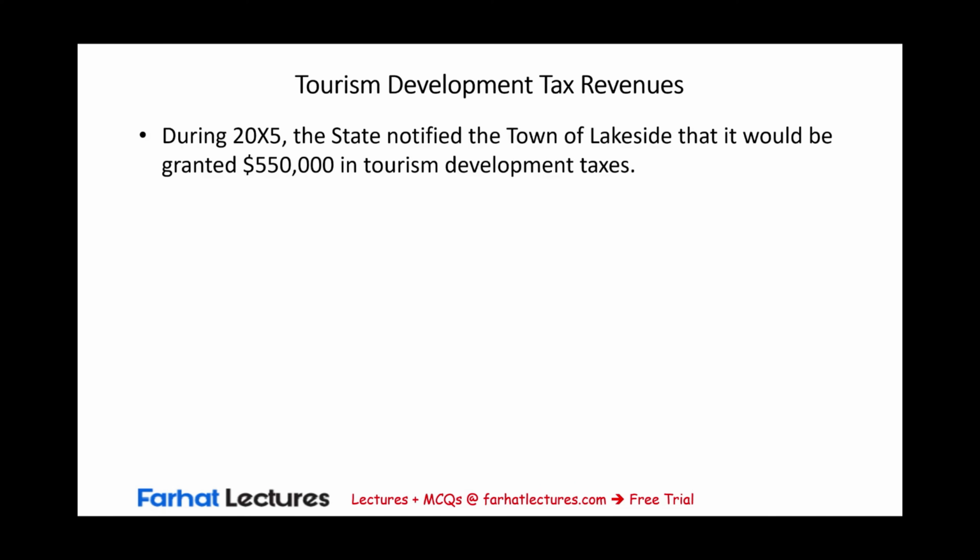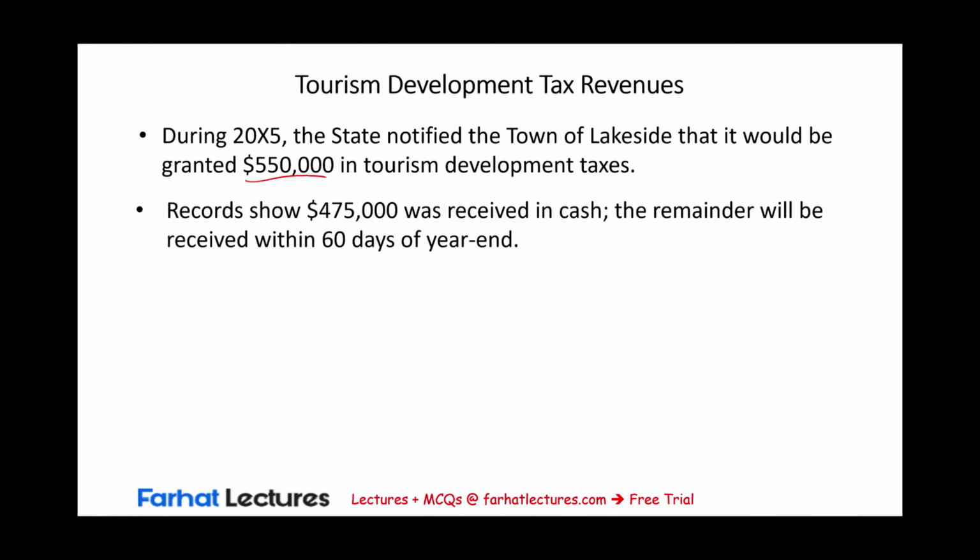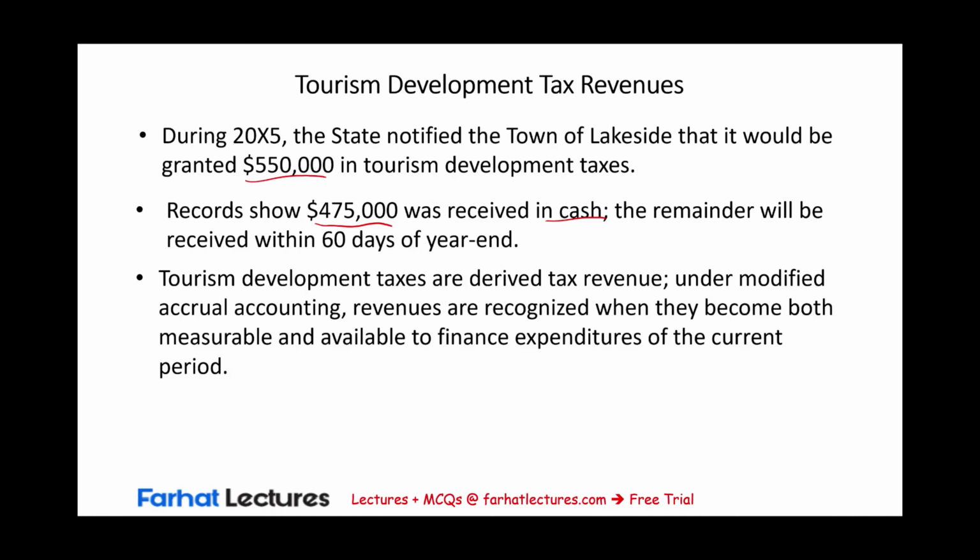So let's take a look at the tax revenue. During 20X5, the state notified the town of Lakeside that it would grant them $550,000 in tourism development taxes. Remember, part of the revenue is from the state, or the federal government, other governments. Records show $475,000 was received in cash, and the remainder will be received within 60 days. Now, tourism development taxes are derived tax revenue. What does that mean? It means when we generate that tax, it's a derived revenue. It's derived from some activity. Again, as I mentioned, it could be hotel occupancy.